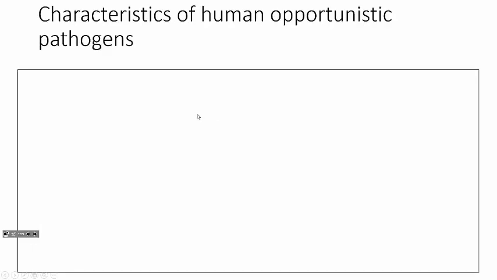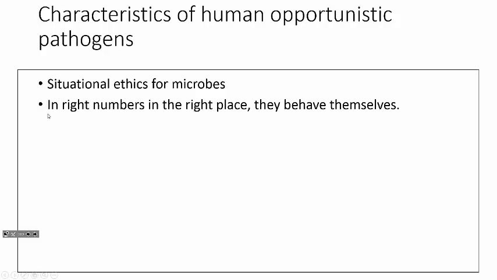So let's talk about our opportunistic pathogens. This is what I call situational ethics for microbes. In other words, they will behave themselves if the situation is right, and if the situation is not right for us, but right for the microbe, they will cause disease. Here's an example. With most opportunistic pathogens, we need them in low numbers, or if they're in the right place, for example, if they stay in your gut instead of expanding into your bloodstream, they behave themselves, and they may actually provide a benefit to the host.